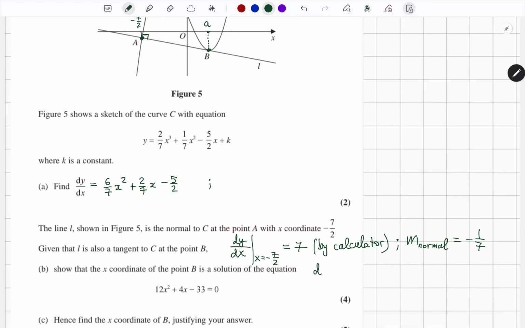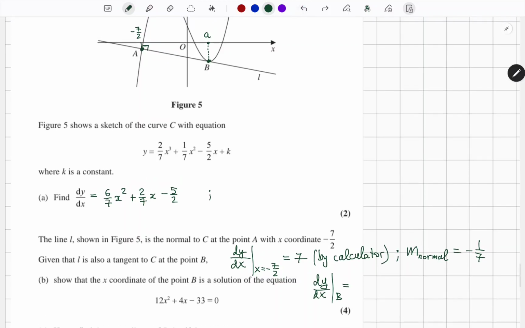So the gradient dy over dx at B must be equal to minus 1 over 7, because it's the gradient of the normal. It's the gradient of the tangent at B also. So it's minus 1 over 7. Okay, the gradient at B. B has x coordinate a, so I put x equals a there: 6 over 7 a squared plus 2 over 7 a minus 5 over 2.